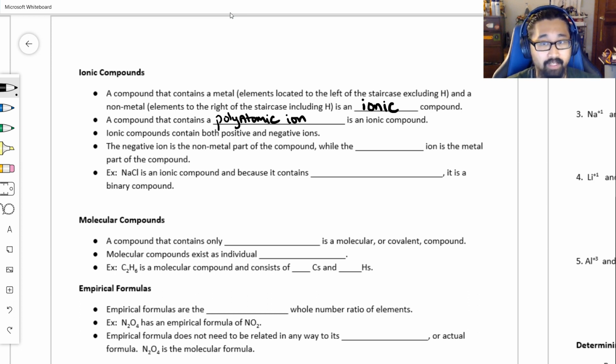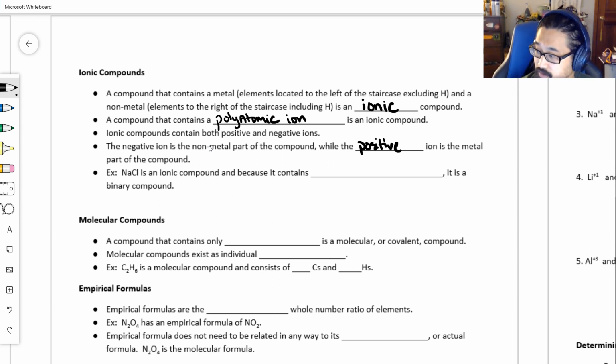Now we call them ionic because they have both positive and negative ions. So there's some plus stuff and some minus stuff. The negative ion is your nonmetal, so it's kind of nice. You have that alliteration again, while the positive ion is the metal part. So NaCl. Na is on the left side, Cl is on the right side. That's a metal and a nonmetal, so it's an ionic compound.